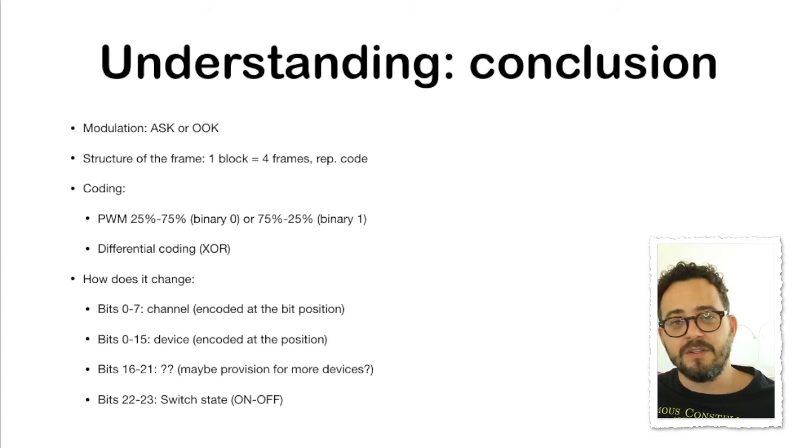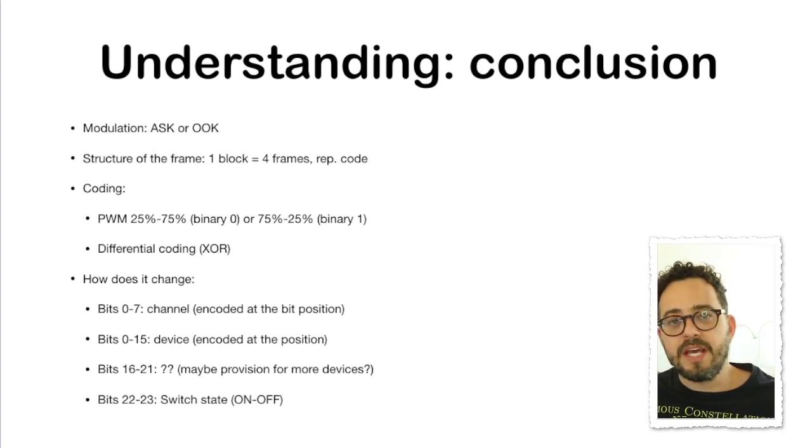The coding of the signal, we noticed that it was PWM 25/75 for binary 0, 75/25 for binary 1. But of course, as we've seen, it doesn't make any difference because there's the second part of the coding that we didn't realize, which is the differential coding. So it doesn't matter if the 25/75 is a 1 or a 0. We're just looking at the phase change every 2 consecutive bits. So in that case, we'll always get the right combination at the end with the differential encoding.